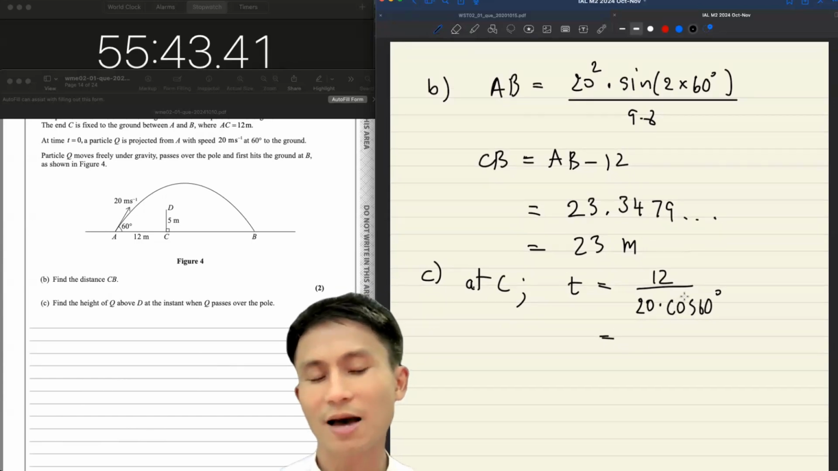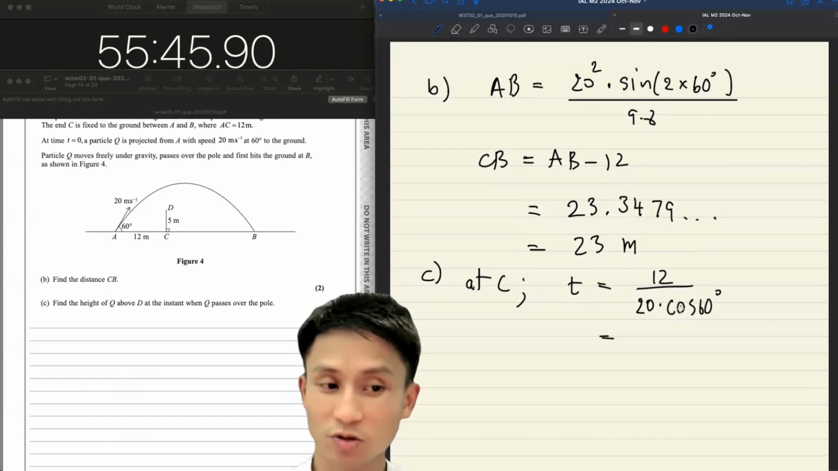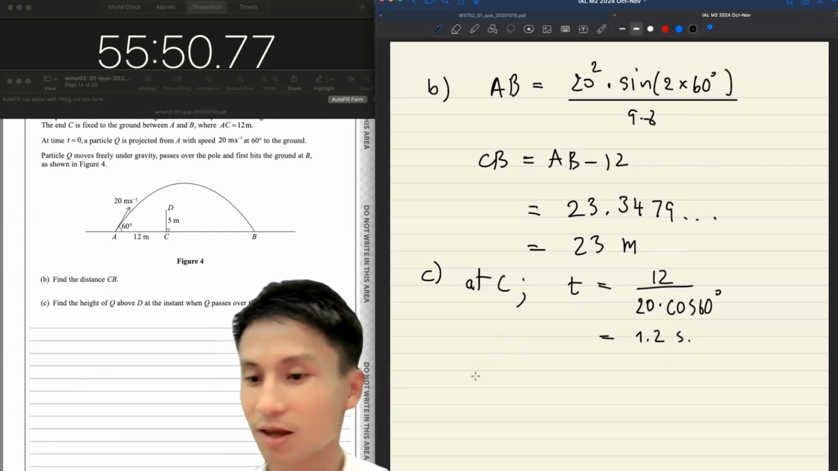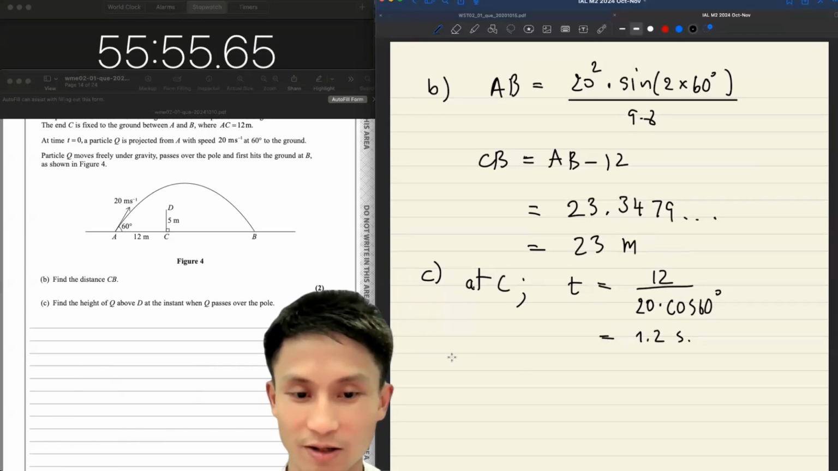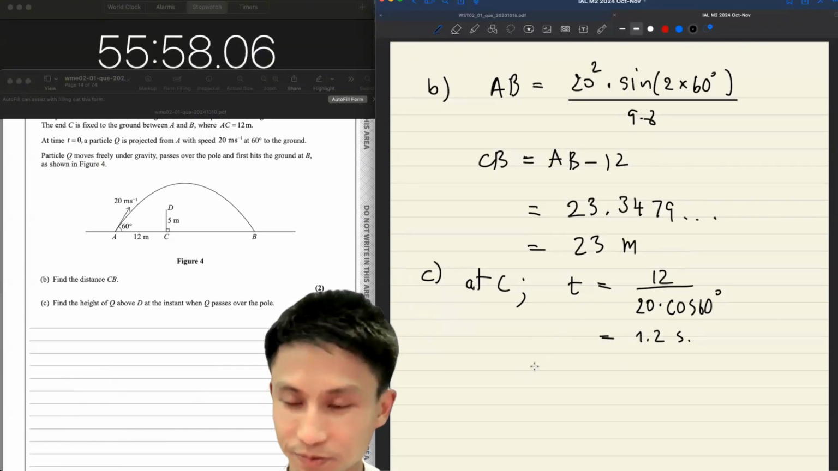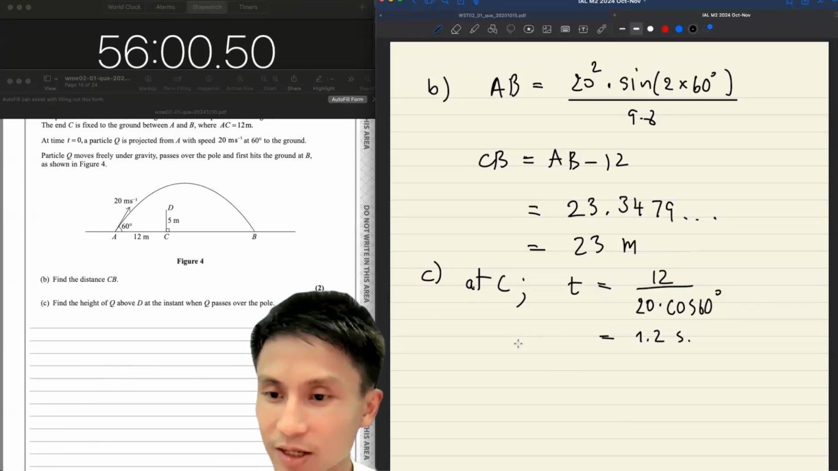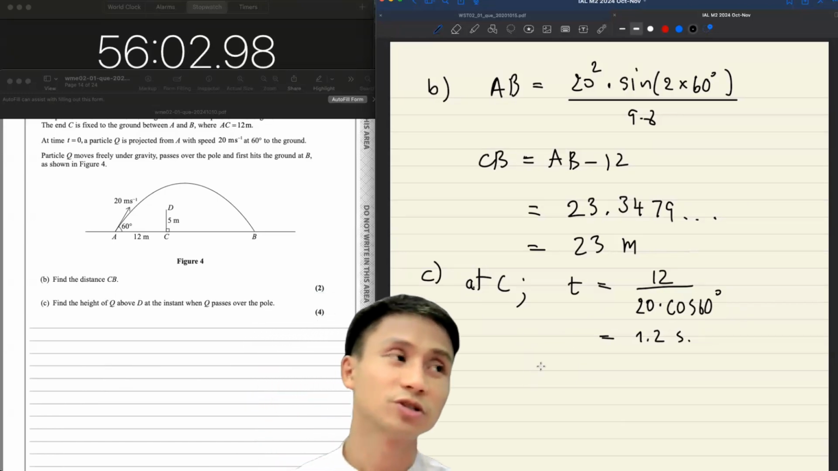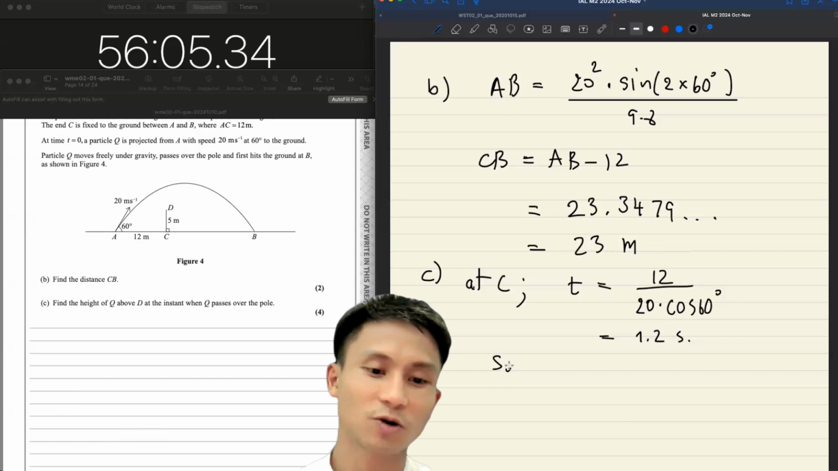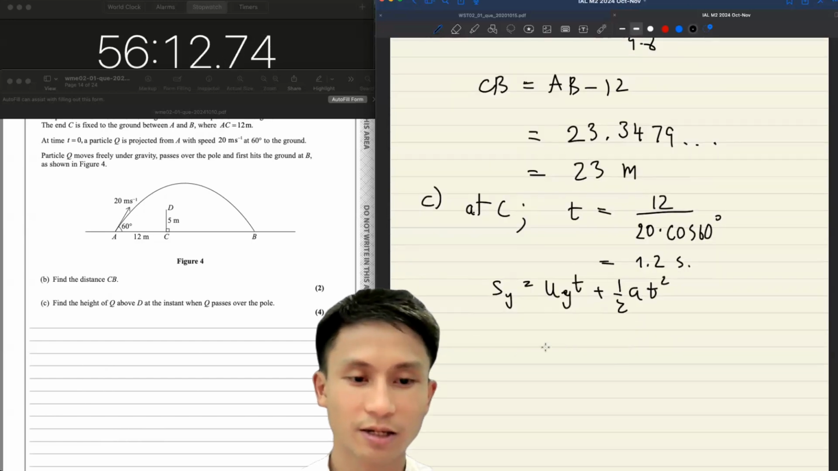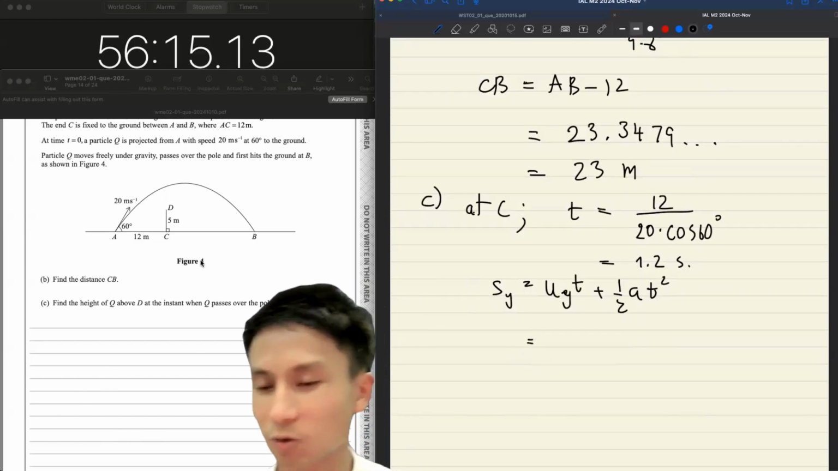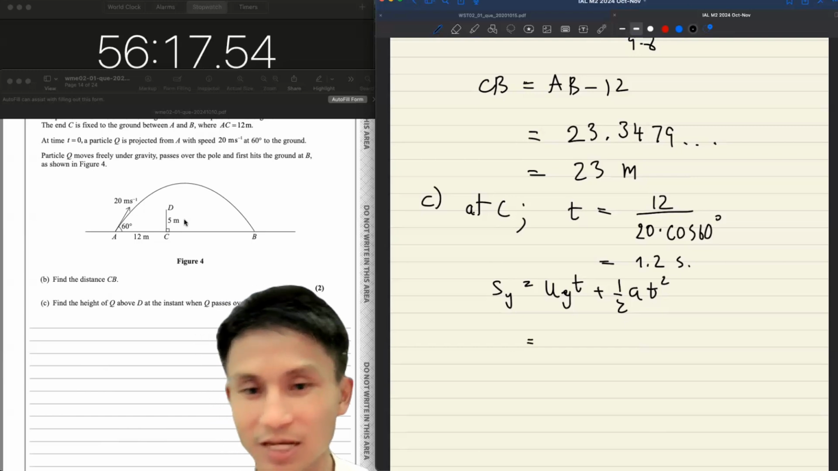Now, cos 60 degrees happens to be 1 over 2. So 1 over 2 times 20 is 10. So that is 1.2 seconds easily. Okay. Now, we can use this time to find the vertical component. All right. So vertical component, we want the height, right? So let's use Sy equals Uy t plus 1 over 2 a t squared. Yeah. Okay, so that will be the height above C.